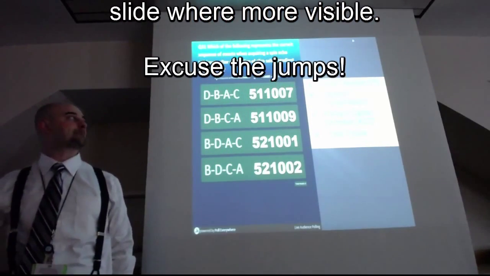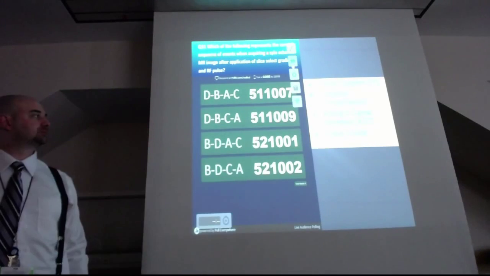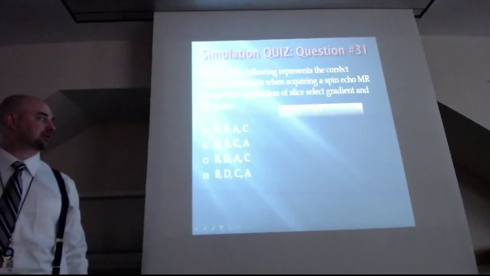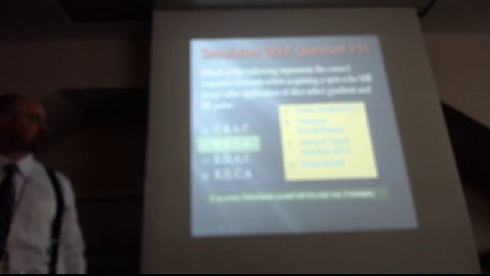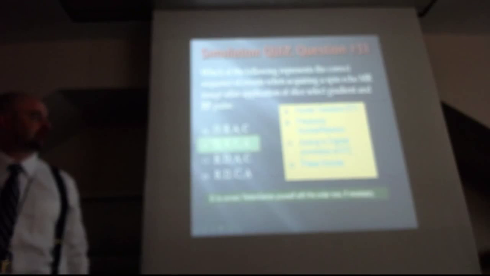So you already did the slice select gradient in the RF pulse. Good. DBCA is the correct answer. Two-thirds of you got that right. A couple people said switch the B and the D. Let's see. So frequency encode, phase encode.